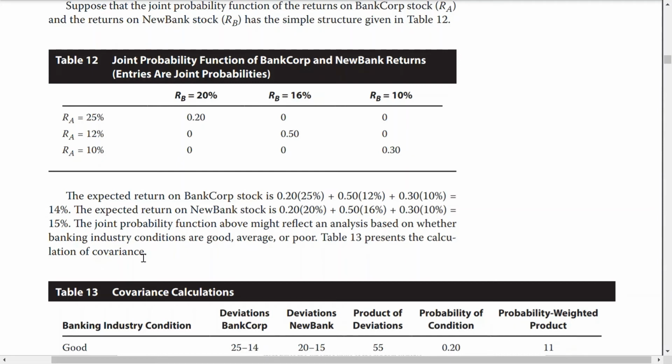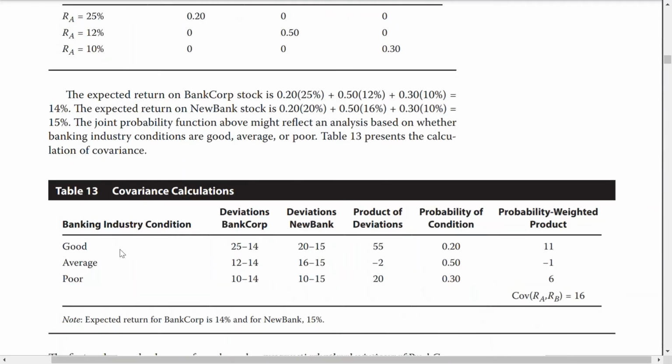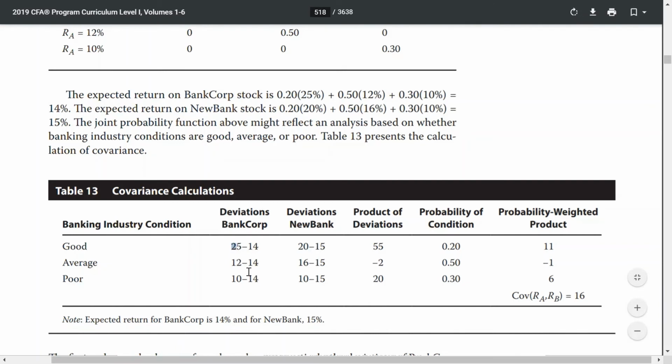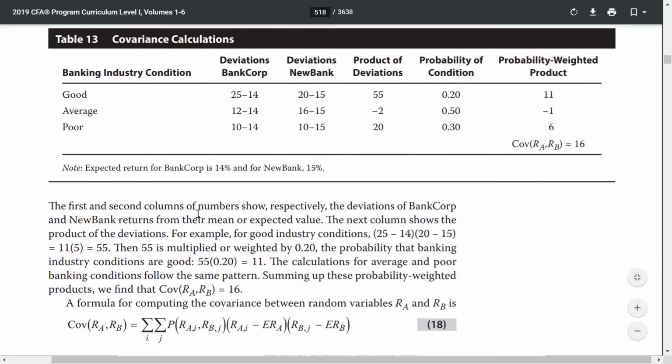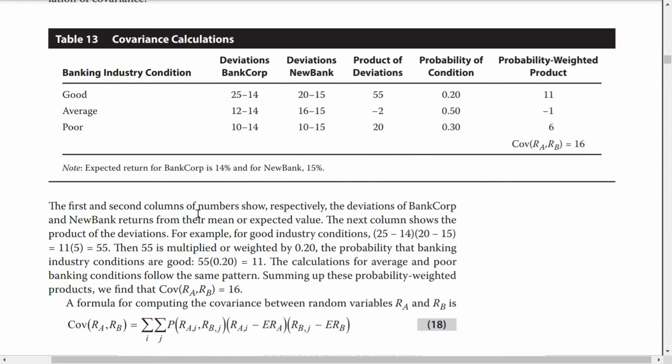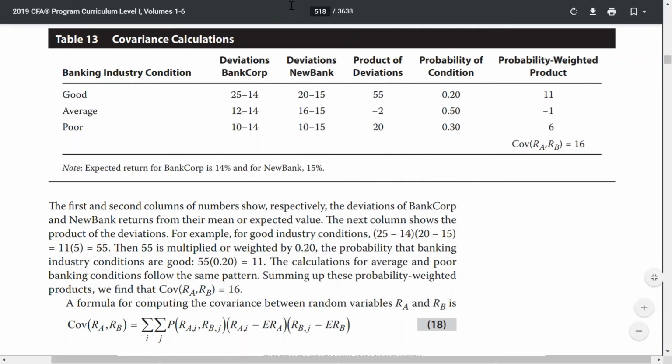Table 13 presents the calculation of covariance. Table 13, covariance calculations, banking industry conditions: good, average, poor. Deviation Bank Corp, deviation New Bank Corp. So how much is the product of deviations, and this is the weighted product. The first and second columns of numbers show respectively the deviation of Bank Corp and New Bank returns from the mean and expected values.